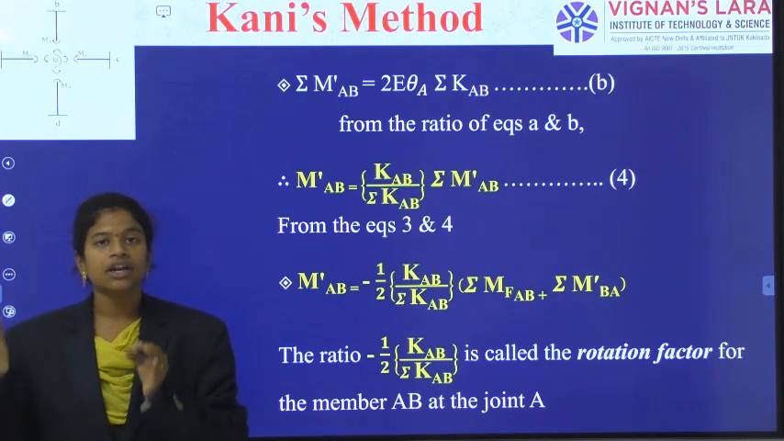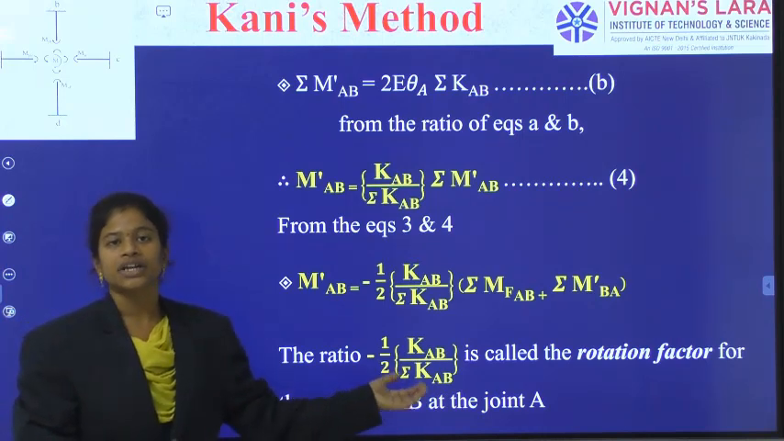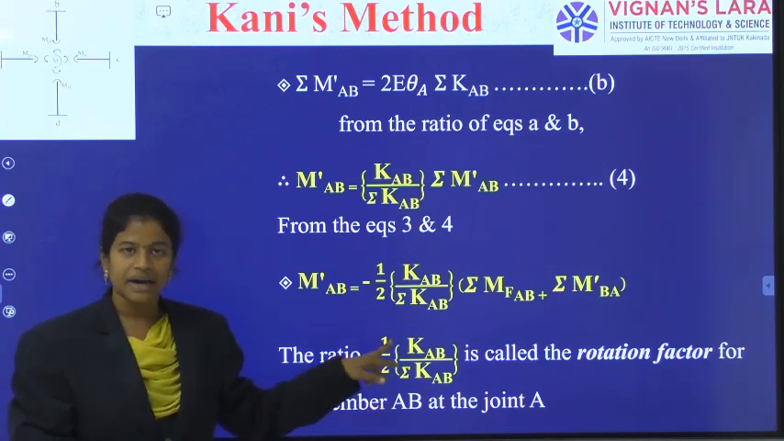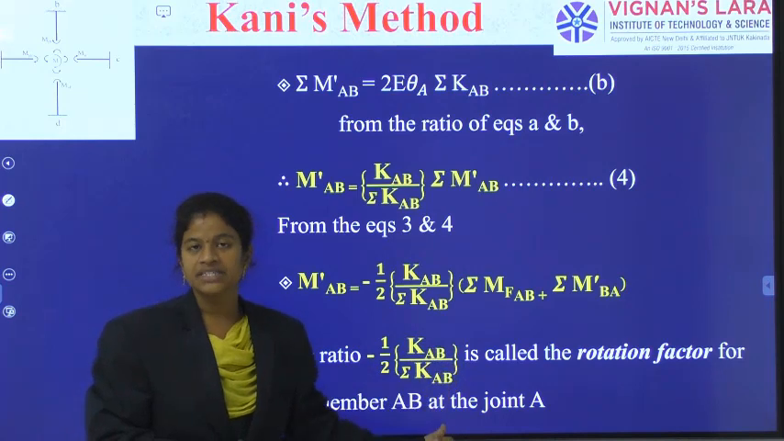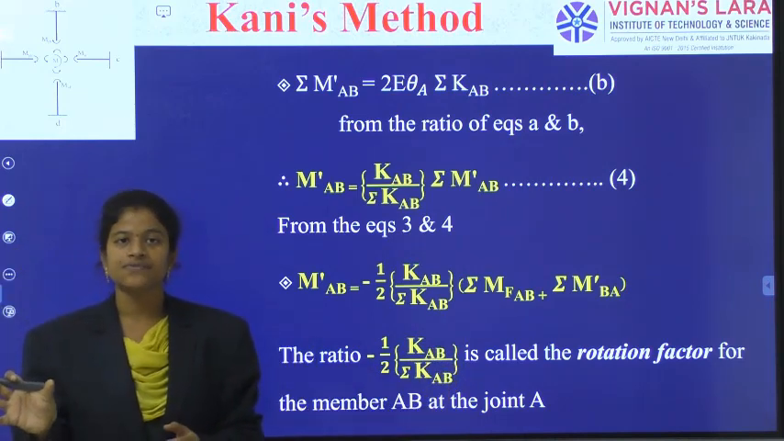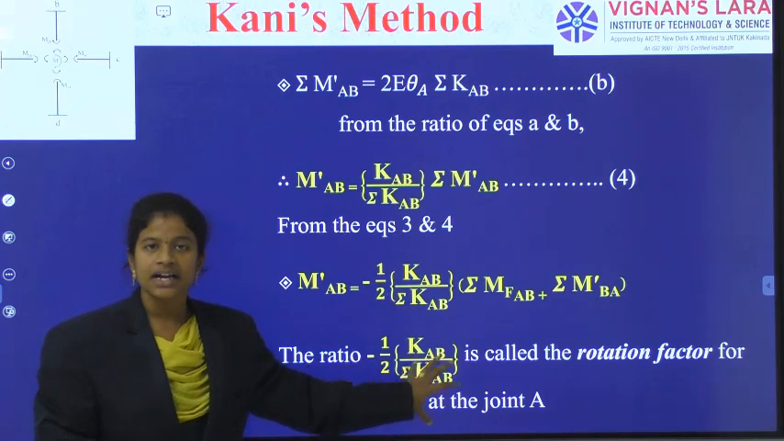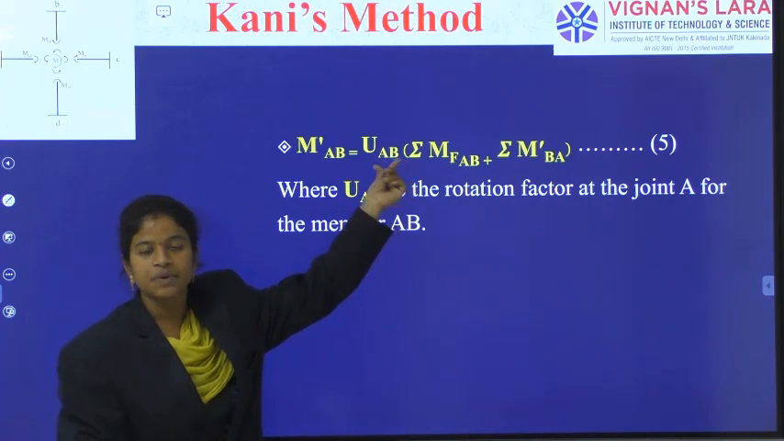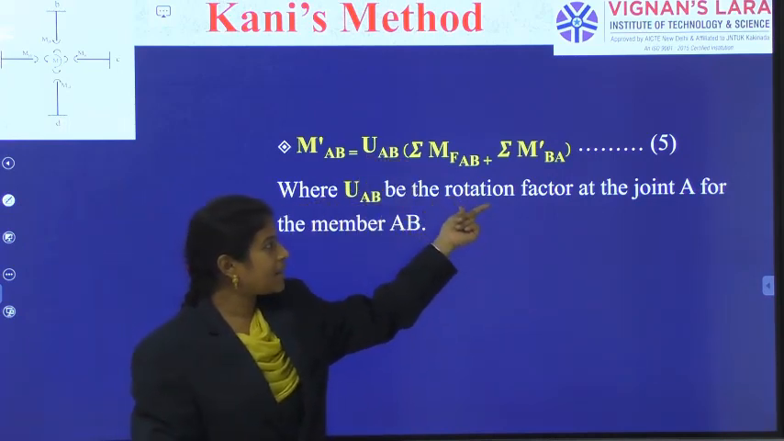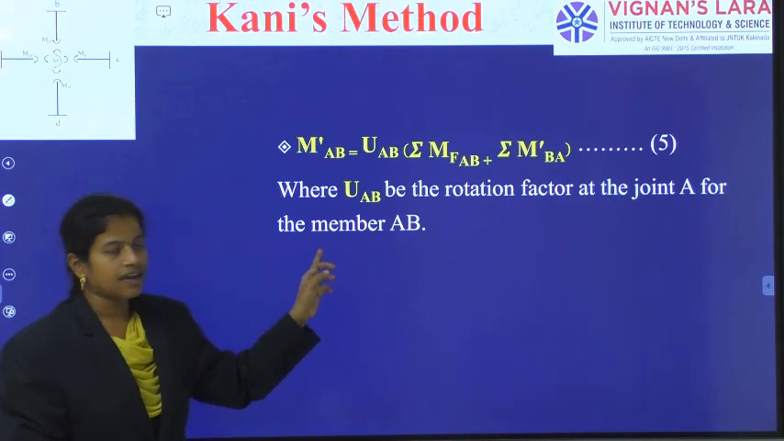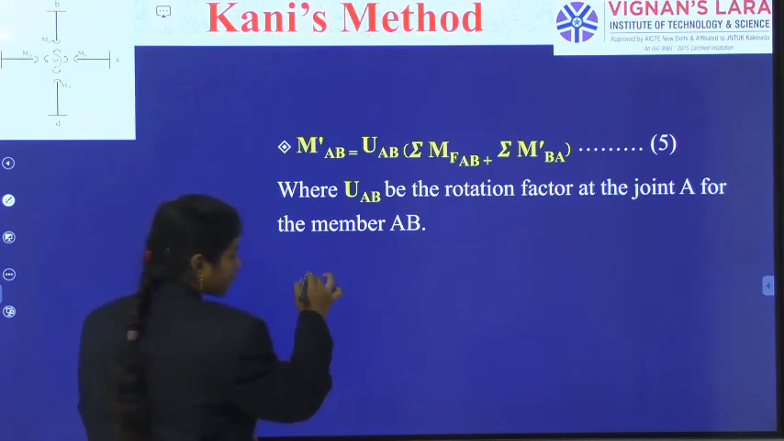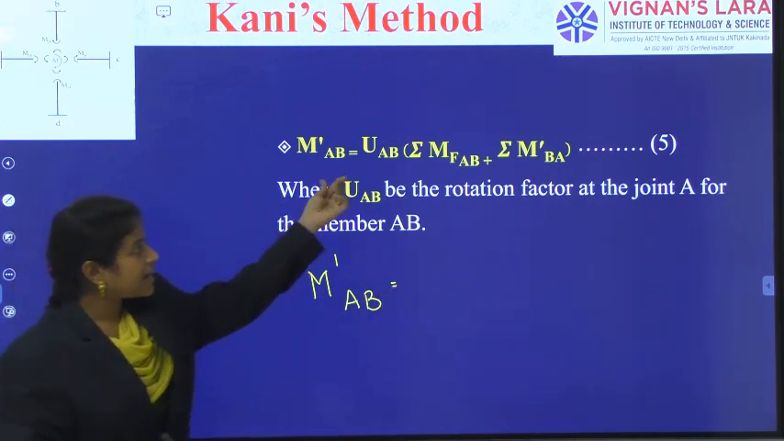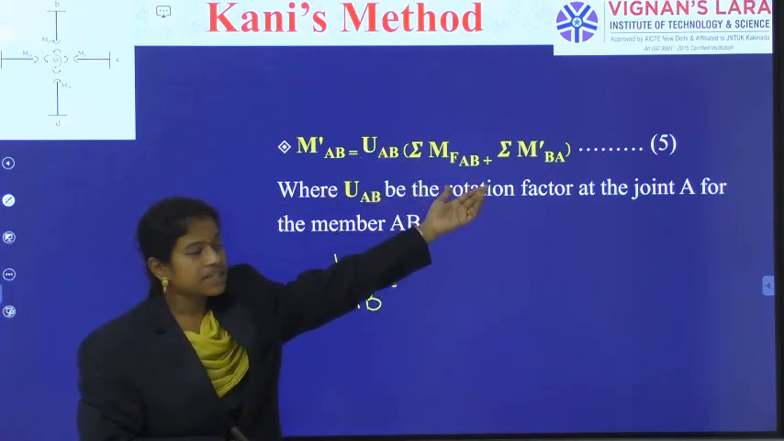So till now we have given the rotation contribution moment. Now this is a rotation factor, relative stiffness, and then we have got rotation factor. This is minus half of this KAB by sigma KAB. So relative stiffness by total relative stiffness into minus half is the corresponding rotation factor. Okay, so in this way I am calculating the rotation factor, and I have given the replacement as UAB, where UAB is the rotation factor at the joint A for the member AB. That's why M dash AB we have calculated as UAB times sigma MFAB plus sigma M dash BA.